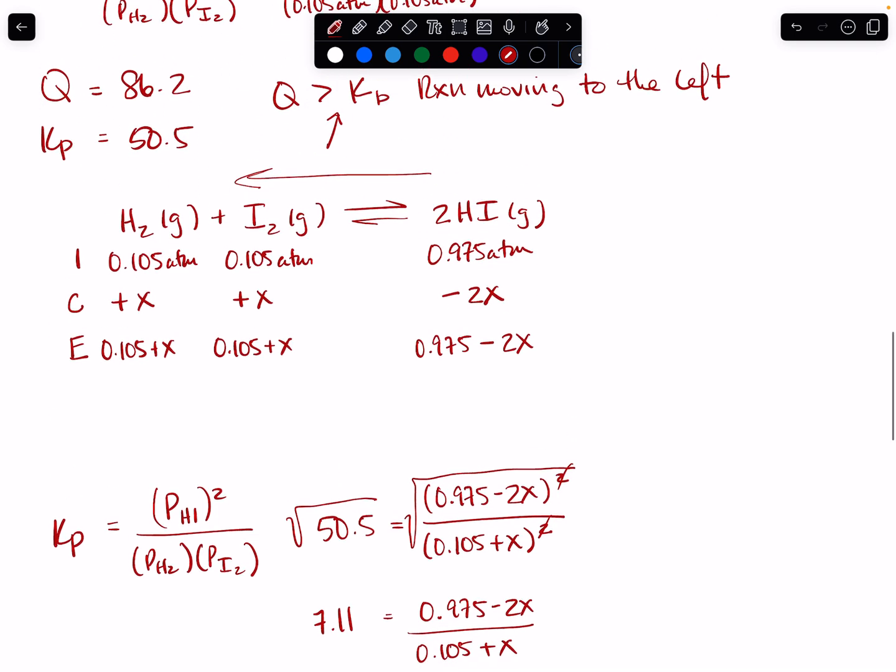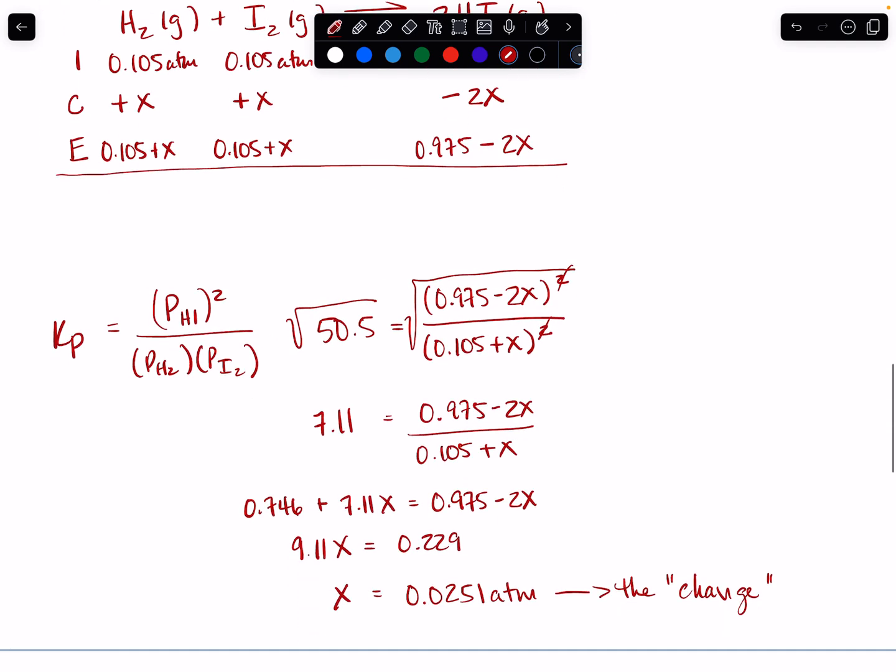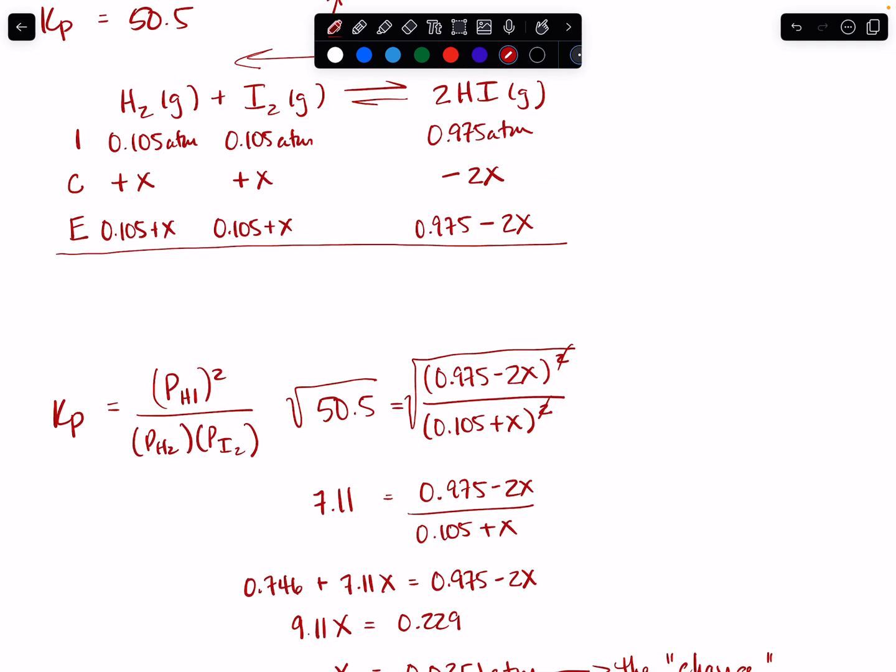All right, so we need to go back up to our ICE chart, and we need to incorporate that change in. All right, so 0.105 plus 0.0251. All right, so we're going to end up with 0.130 atm for each of these, right? And then this will become 0.925 atm because we'll double x and then subtract it out, all right? So our equilibrium partial pressures are these three values, all right?